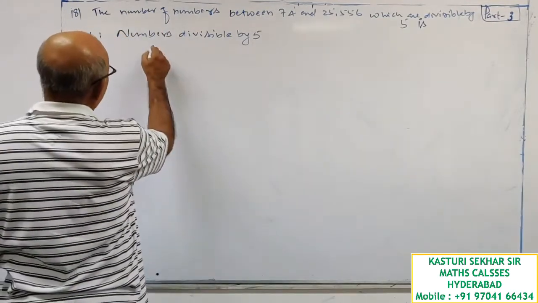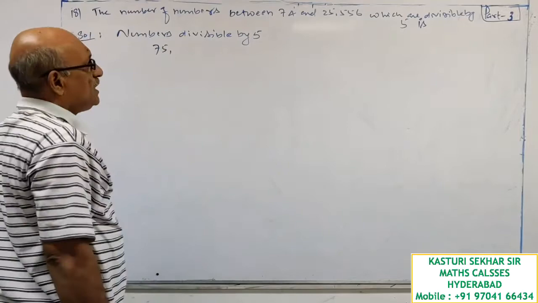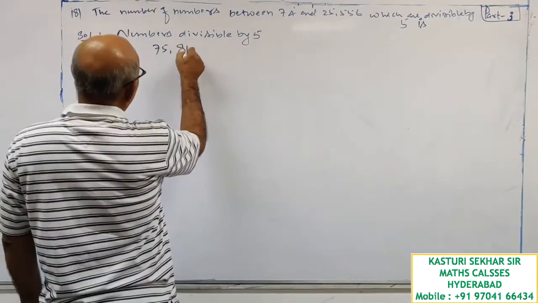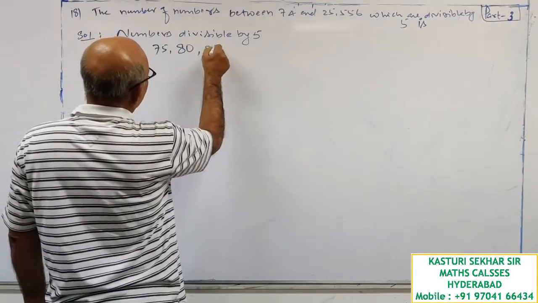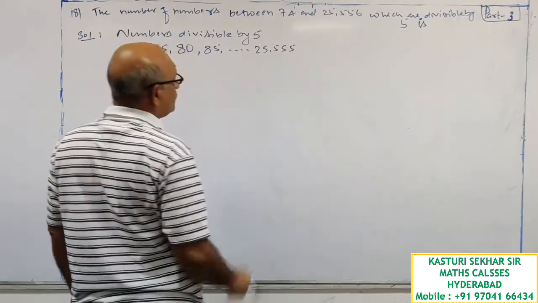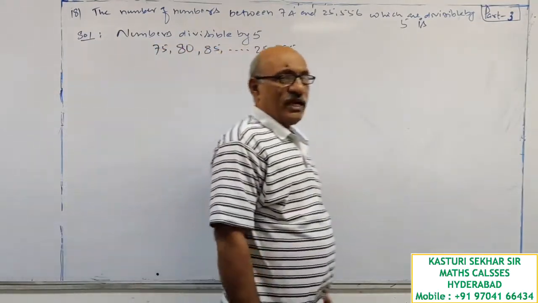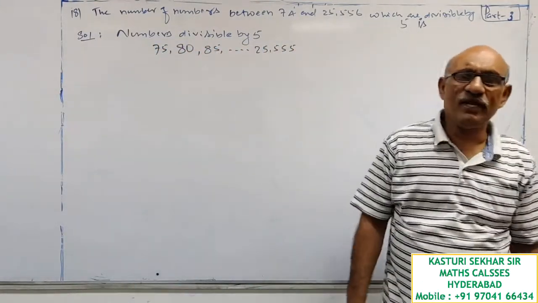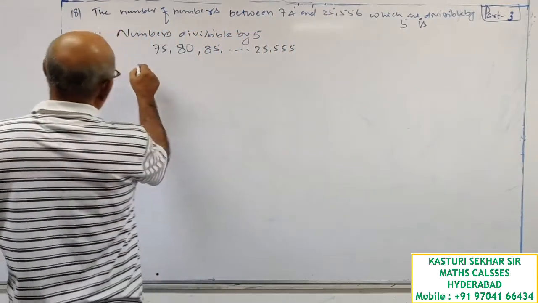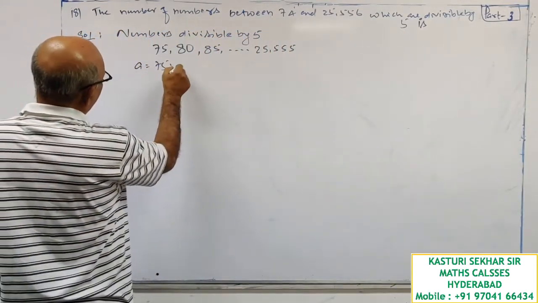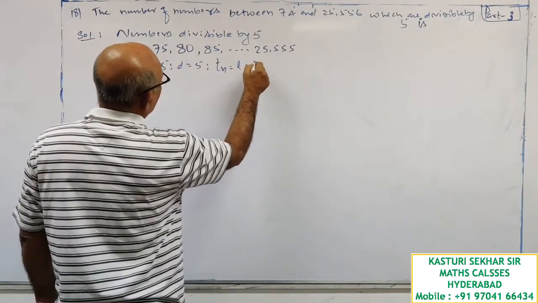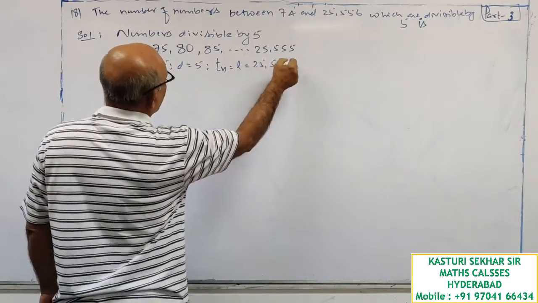So what is the first number which is divisible by 5? 75 is the first number which is divisible by 5. Then add 5 to this, 85 etc. 25,555 is the last number which is divisible by 5. So a is equal to 75, d is equal to 5, Tn is equal to l is equal to 25,555.